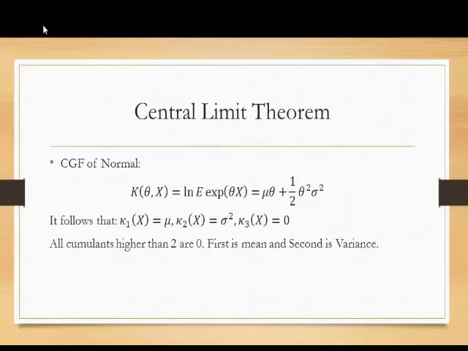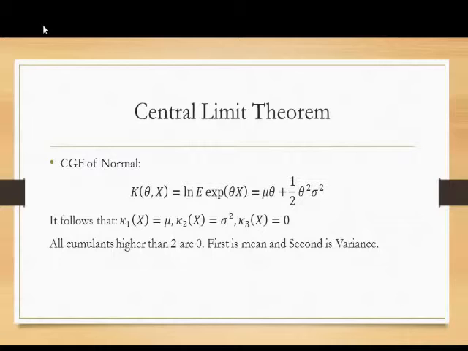It means if you calculate the cumulants, the first derivative is mu plus theta sigma squared. When you differentiate theta squared, the 2 cancels and you get theta sigma squared. So when you set theta equal to 0, you get exactly mu. That proves that the first cumulant of this normal distribution is mu.